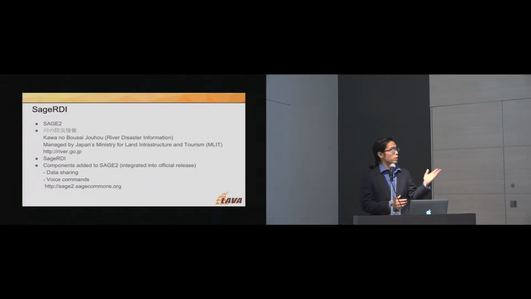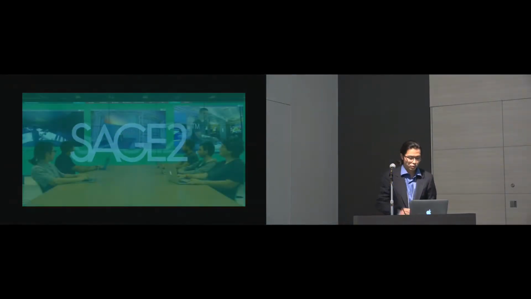Then there's the Kawa no Bosai Jouho, which translates roughly into River Disaster Information. It's a website managed by Japan's MLIT, which is the Ministry for Land, Infrastructure, and Tourism. Then there's the SageRDI application itself, followed by the components that we added to the SAGE2 system, which enabled SageRDI to work.